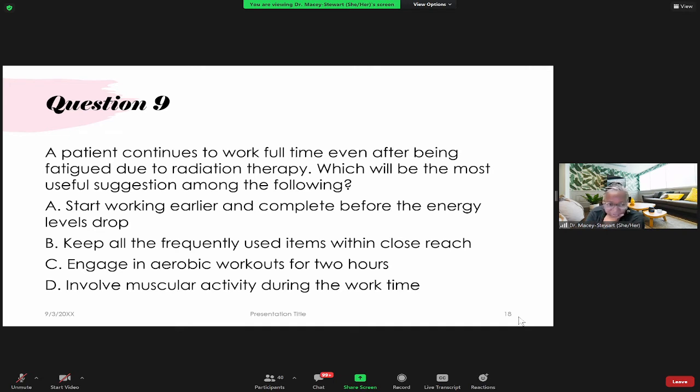Miss Stephanie, you are on a roll. So some of you put engage in aerobic workouts for 2 hours. No, you wouldn't do that. Start working earlier and complete before it drops. No. You're going to keep all the items used very close nearby to help decrease the fatigue so that the person can continue to work. Remember, I talked about that?